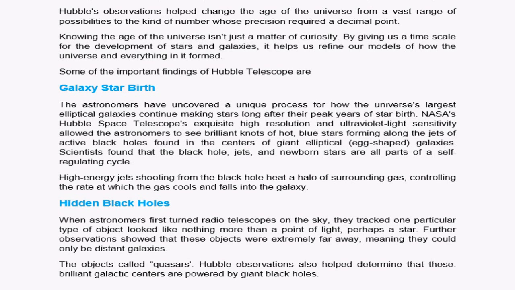When astronomers first turned a radio telescope on the sky, they tracked one particular type of object that looked like nothing more than a point of light, perhaps a star. Further observations showed that these objects were extremely far away, meaning they could only be distant galaxies. The objects called quasars, Hubble's observation has also helped determine that these brilliant galactic centers are powered by giant black holes.